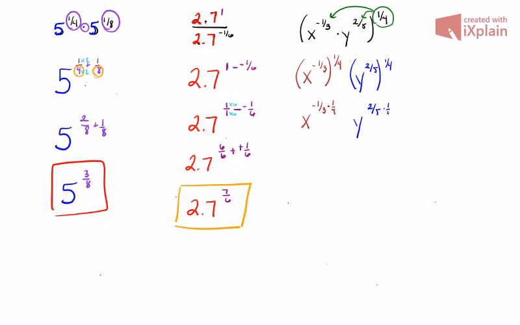I'm changing out my division bars. I'll try to be consistent. Apologies. There we go. Everything's lined up now. So for the first one, we have x raised to a negative 1/3 times 1/4. That would give me a negative 1/12. And then for my y's, I would have 2/5 times 1/4.